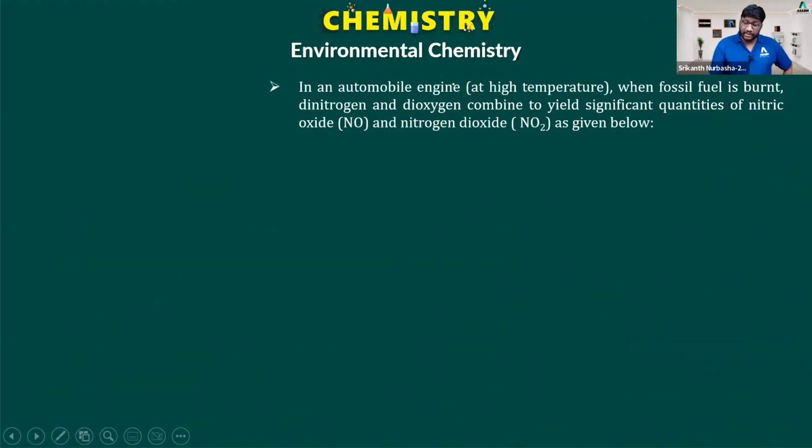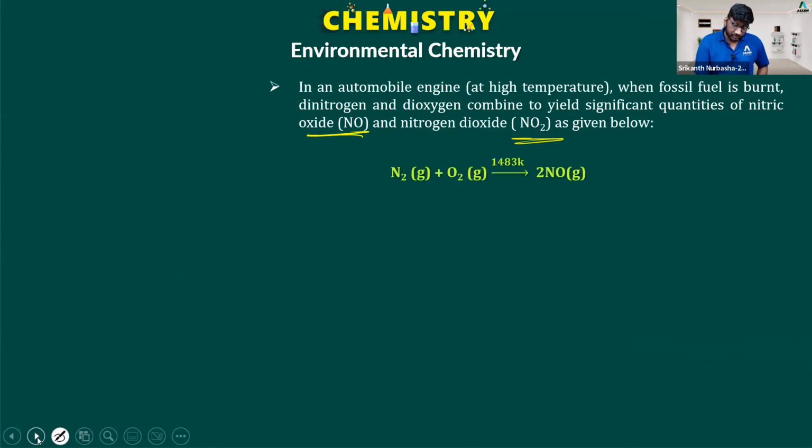In an automobile engine, at higher temperature, when fossil fuel is burnt, dinitrogen and dioxygen combine to yield significant quantities of NO and NO2. That means the nitrogen oxide NO is obtained whenever you heat N2 and O2; that reaction happens at high temperature. N2 plus O2 gives rise to 2NO at a very high temperature like 1483 Kelvin.